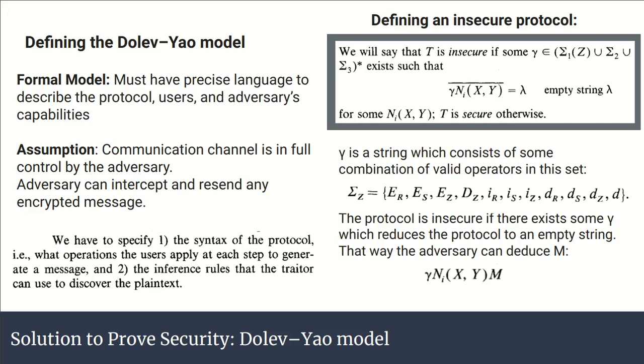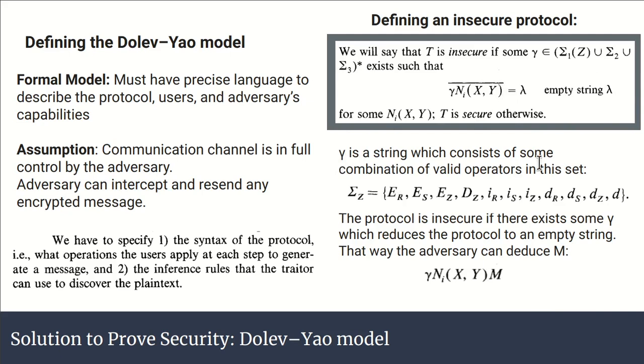Now that we have defined a model, we need to define what an insecure protocol means. Protocol T is insecure if for some gamma we can reduce the protocol into an empty string lambda, because then that will reveal message M. So what is gamma?